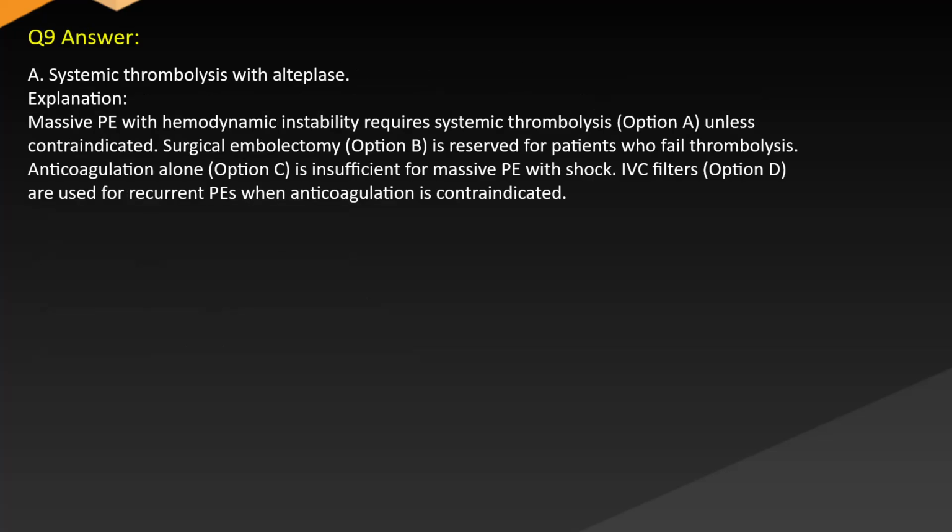Answer A. Systemic thrombolysis with alteplase. Explanation. Massive PE with hemodynamic instability requires systemic thrombolysis, option A, unless contraindicated. Surgical embolectomy, option B, is reserved for patients who fail thrombolysis. Anticoagulation alone, option C, is insufficient for massive PE with shock. Filters, option D, are used for recurrent PE when anticoagulation is contraindicated.